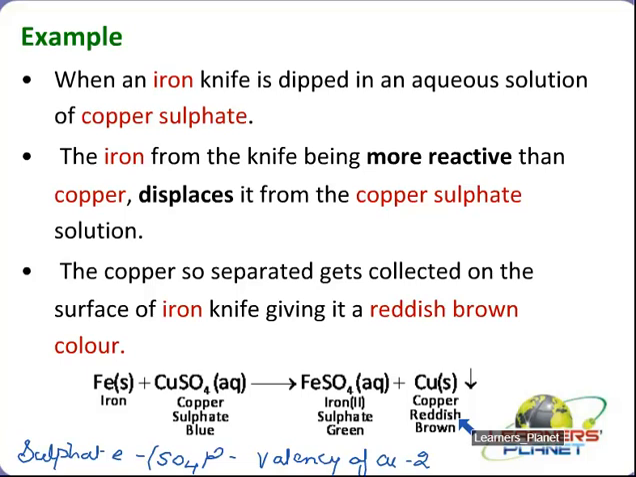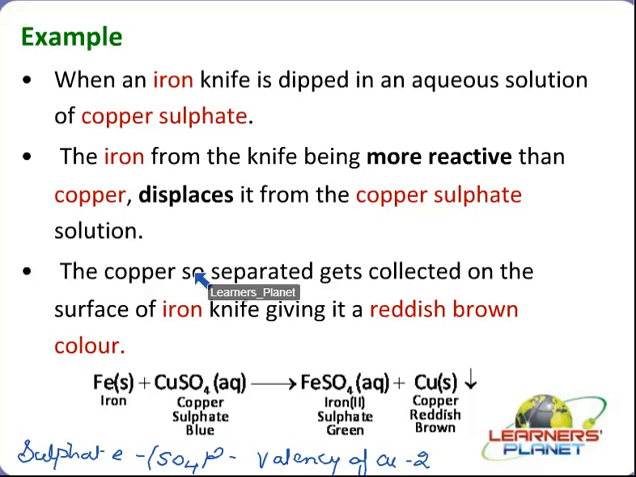So students, whenever you are writing an equation, try to make it more informative, so that it tells you about the states, about exothermic or endothermic, or about the precipitate formation, or about the color change. The copper so separated gets collected on the surface of the iron knife, giving it a reddish brown color. That is, your iron knife turns reddish brown.